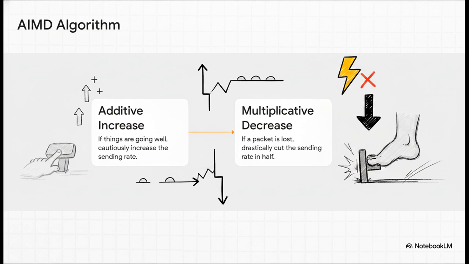But the very second you see brake lights ahead, which for TCP is a lost packet, you don't just ease off the gas, you slam on the brakes and multiplicatively decrease your speed, cutting it in half. This cautious but quick-to-react approach is one of the key things that keeps the internet stable.